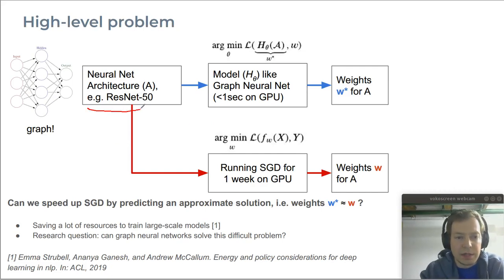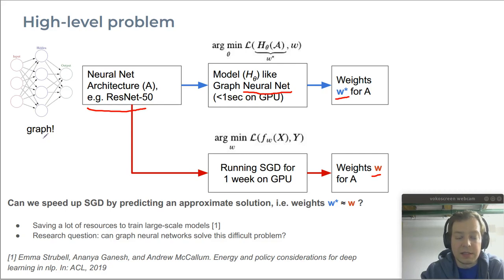We assume we have some neural architectures such as ResNet 50, and normally what we would do is run stochastic gradient descent for maybe 1 week on a single GPU to get trained weights W. Now what we aim to achieve is to significantly speed up this process by training a single neural network that would predict approximate weights W star given the architecture.